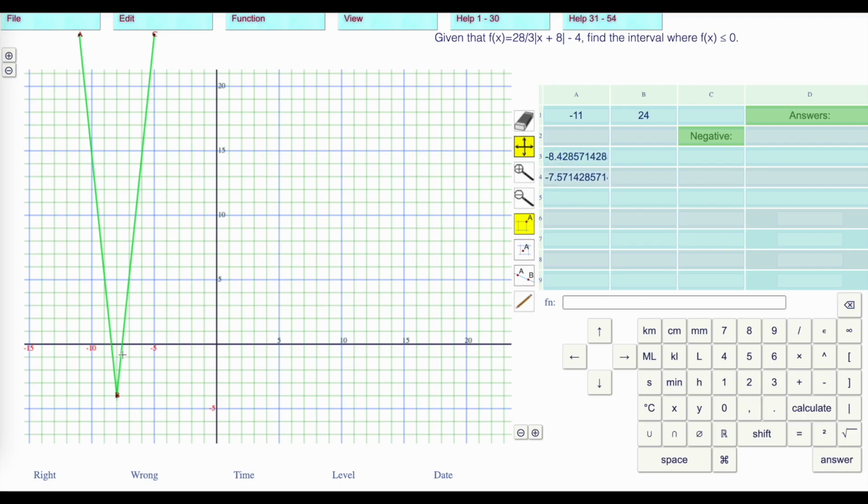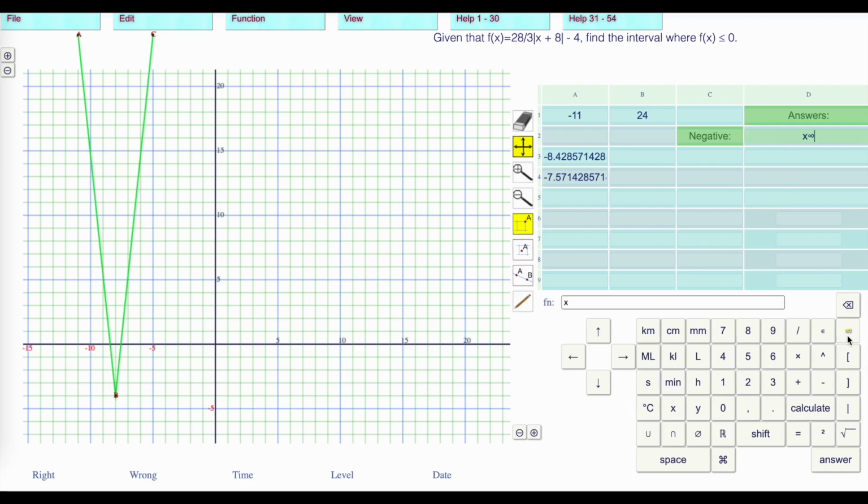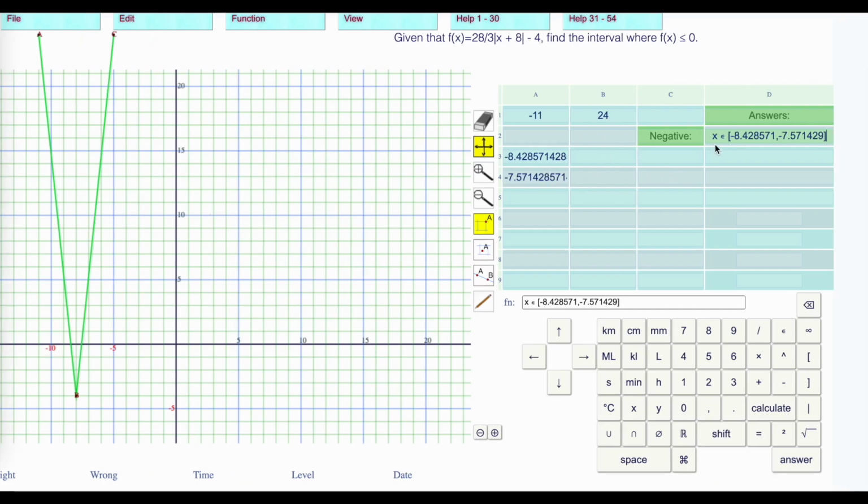So we know it's negative between these two values. When x is a member of the interval between -8.42857 and -7.5714, I'll put a 9, because the 5 tells the 8 to round up to a 9. Put an acceptable bracket on that. When x is between these two values, this function is negative. And then we press answer to see if we're right.